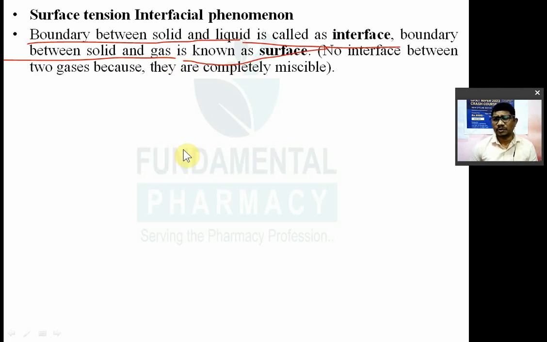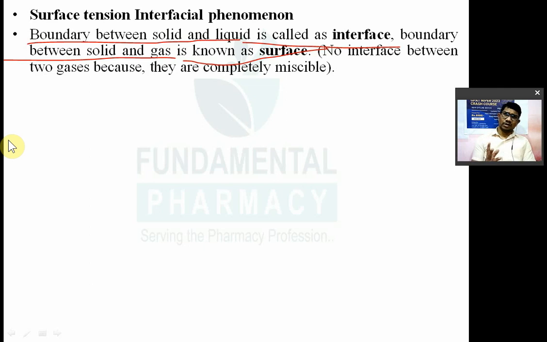There is no interface between two gases. If you take a mixture of two gases, they are completely miscible, so there is no boundary. If you take a mixture of completely miscible liquids, for example alcohol and water, there is no boundary and no interface. But an interface exists when two immiscible liquids are there. Suppose you pour oil in water, there is an interface. If you pour benzene in water, there is an interface. So remember surface and interface.